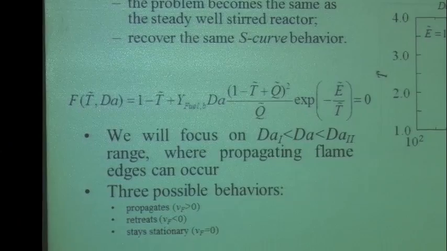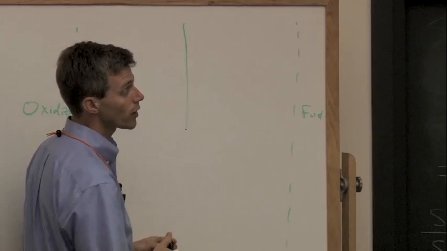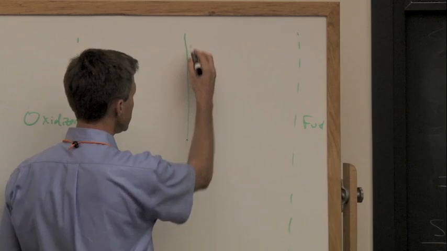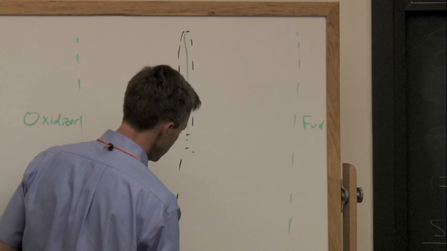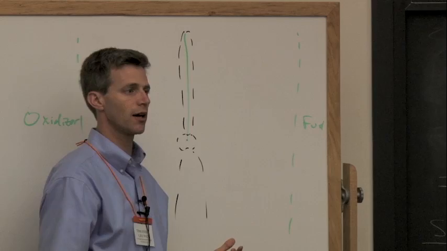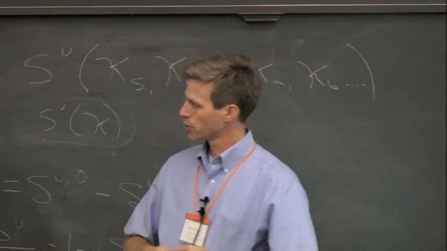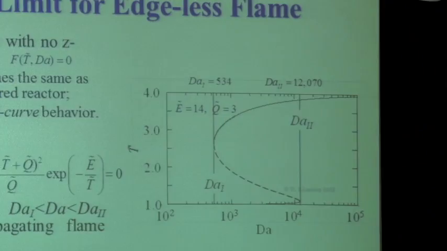In particular, we know that near the flame edge, we're transitioning between those two steady state solutions. That upper branch is what's happening here. That lower branch is what's happening down here. And in the middle, we get this new flame structure, which we're trying to understand, where those z gradients start to matter. At the flame edge, you're in a region transitioning between the lower and the upper branch. So this is what we want to look at: what's happening in that range.